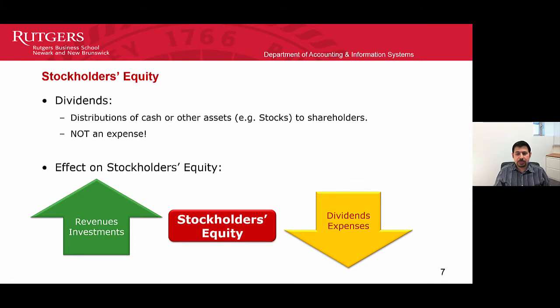Dividends are the part that is distributed back from retained earnings, so that is distributed back to the owners. It is very important to note that dividends are not an expense. They are just a reduction of stockholders' equity. Basically, if the stockholders' equity is $100,000, you give them back $15,000 in dividends. Now the stockholders' equity becomes $85,000.